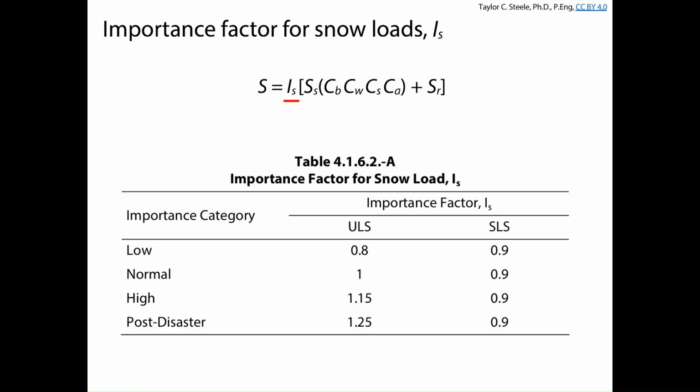That's pretty straightforward. High importance might be something like a school, right? Usually schools might even fit into post-disaster. It basically depends. If there's a school that's designated as, you all have to go to this school after this disaster happens kind of school, then you're going to design that as post-disaster, but most of them tend to be high.